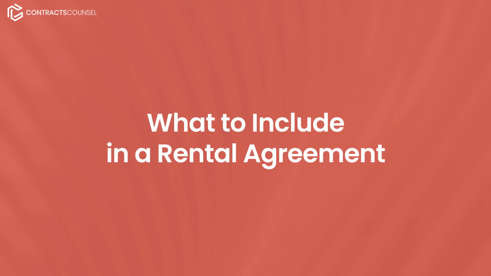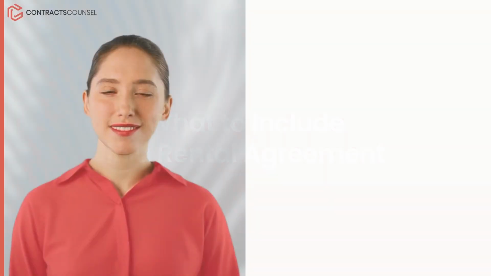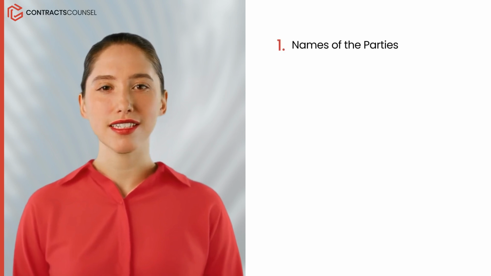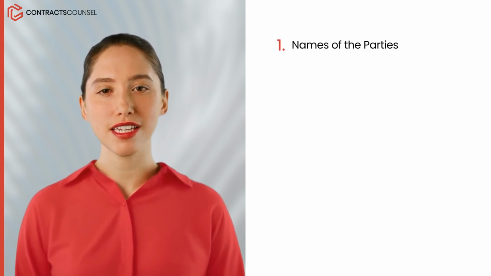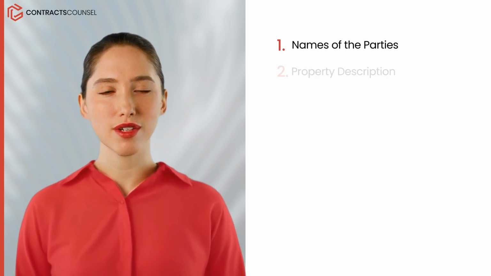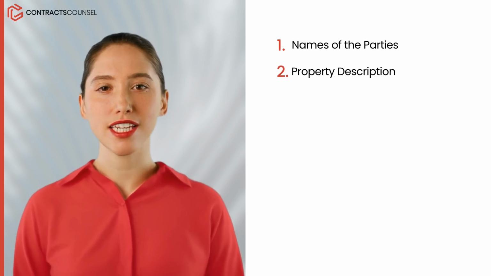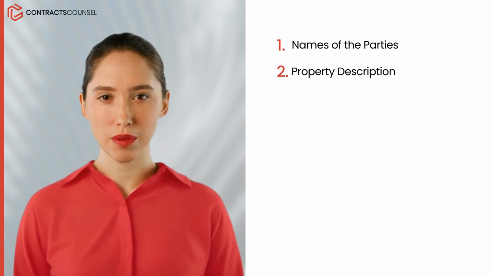What to include in a rental agreement? There are common terms used in rental agreements. Here are some common clauses you will find. 1. Names of the parties. This clause specifies the names of the landlord and the tenant. 2. Property description. This details the rental property, including address and specific unit information.